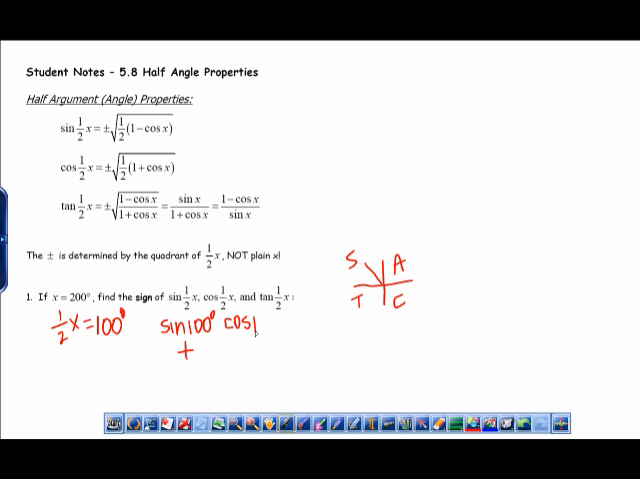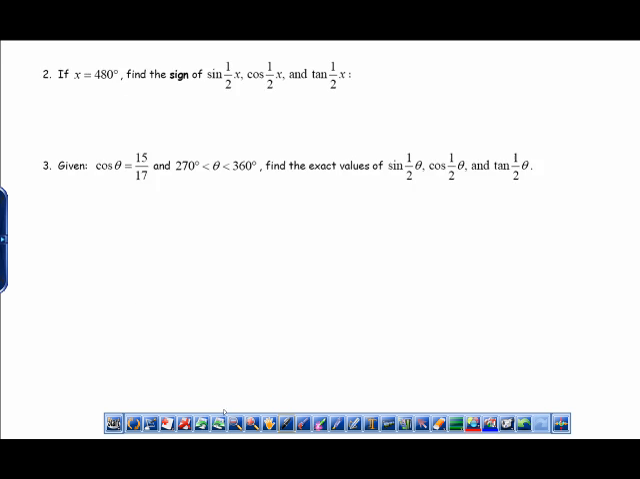What about cosine of 100? That's going to be negative. And then tangent of 100, that's also going to be negative. And so we're going to use this to figure out what the sine should be. All right, let's practice this with one more.